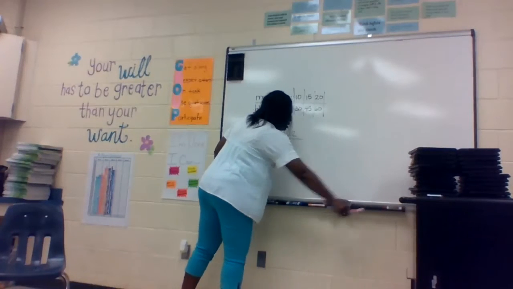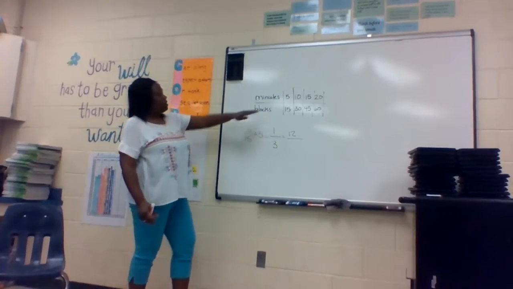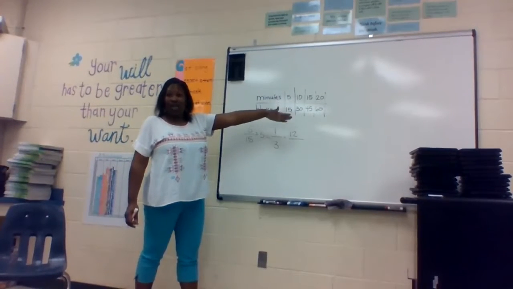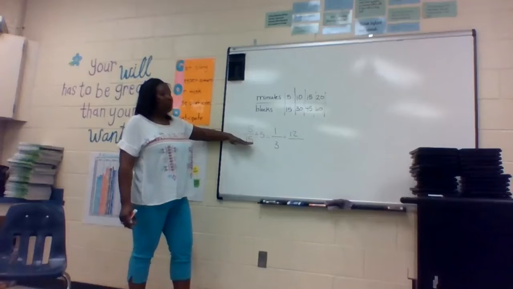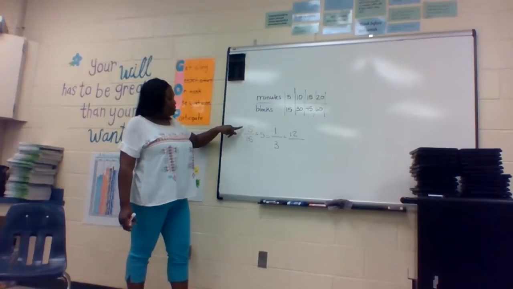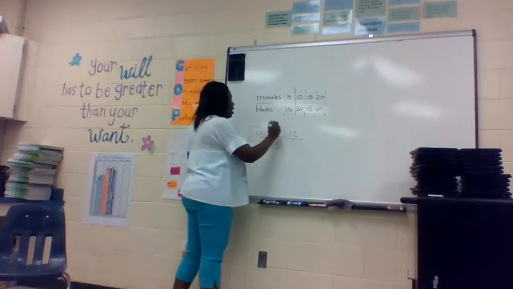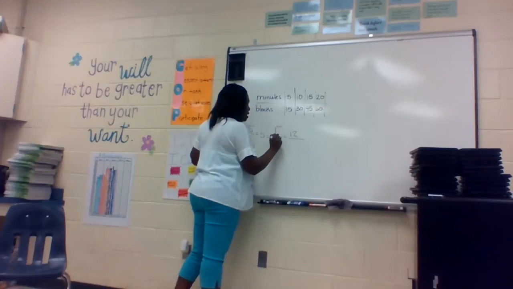Okay. So let's look at this again. Let's see what I did, because my table didn't show me what I needed. I reduced 5 and 15 by 5, and I got 1 to 3. So 1 minute, 3 blocks.